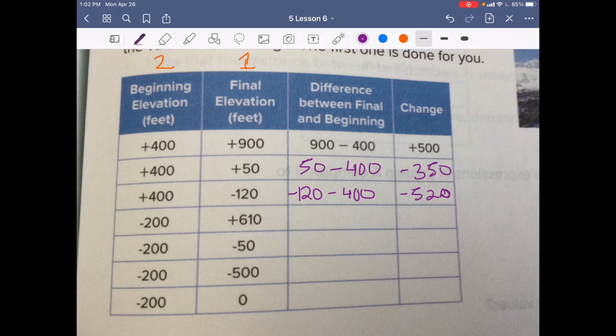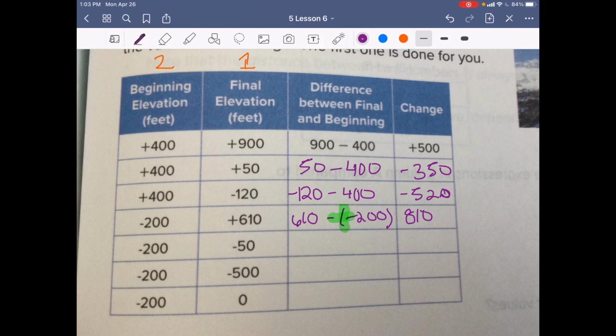We're going to do the same thing for the next few columns. I want you to pause and try the last few on your own. Welcome back. So we have 610 minus negative 200. That's a double negative, which means it's going to turn into an addition sentence. So 610 plus 200 is going to give us 810.